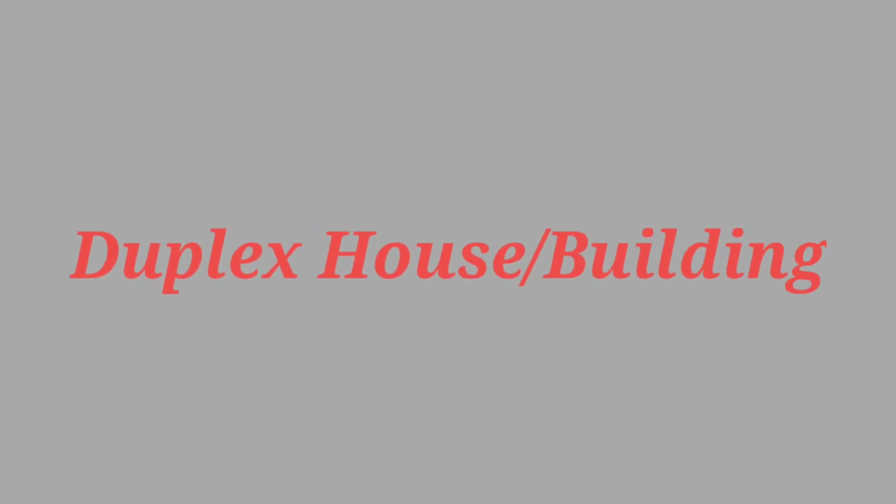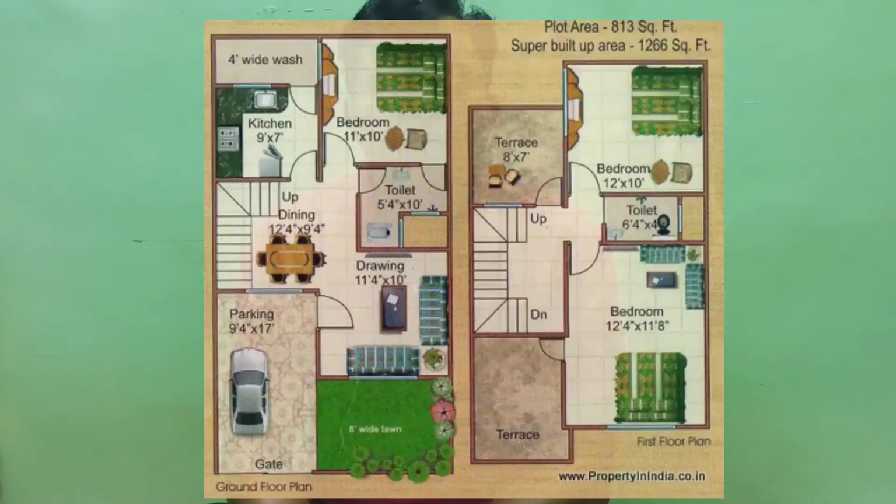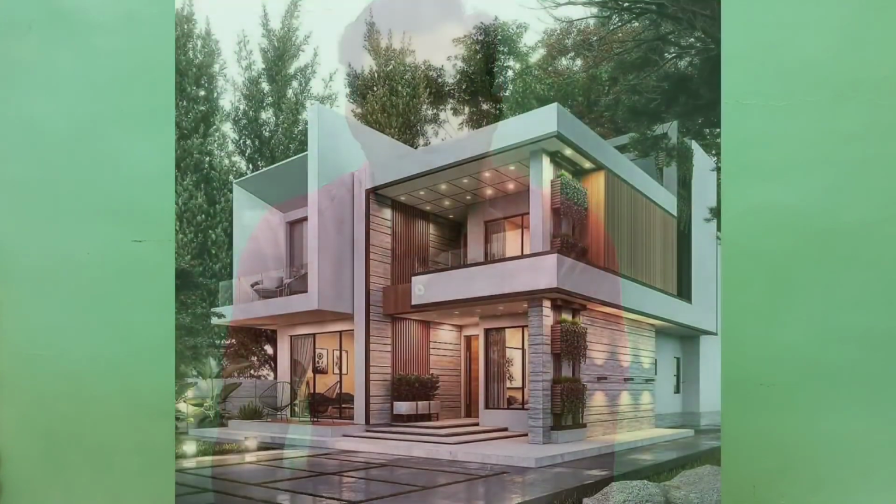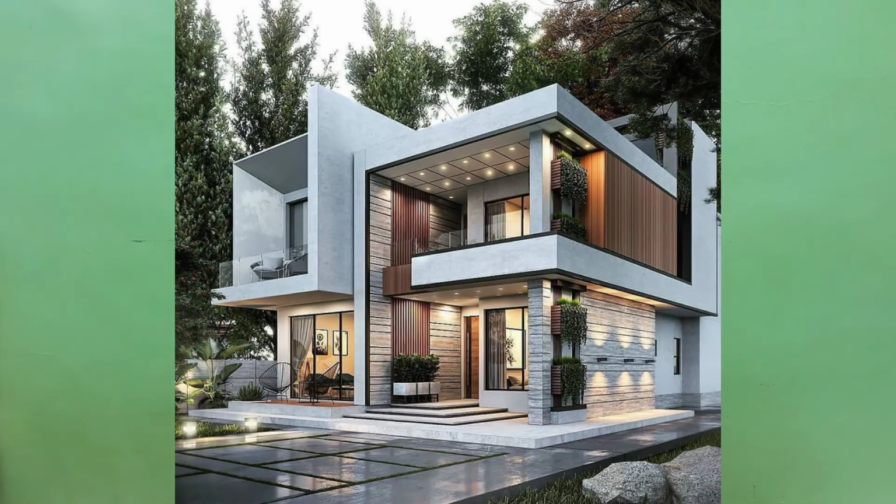Last type is the duplex house or building you can consider. Duplex house is nothing but you can connect ground floor as well as first floor with the help of internal staircases, and whatever headroom you are providing for the living room, that headroom will be more.